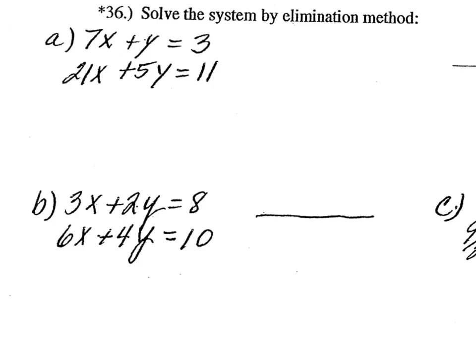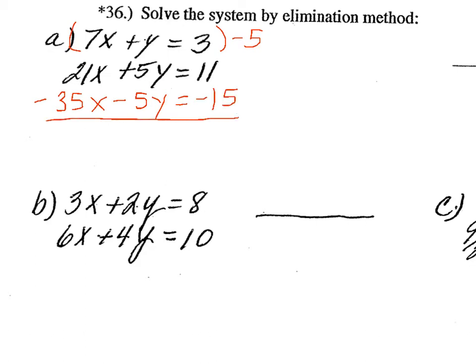For problem 36, we're going to solve using the elimination method. So in the first problem, problem A, we have a y that does not have a coefficient in front of it, so it looks like it will be the easiest to eliminate. So I'm going to multiply that equation by a negative 5 to eliminate it with the other y. So we'll get negative 35x minus 5y equals negative 15. And now we're ready to add our equations together.